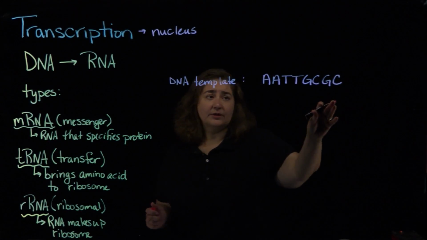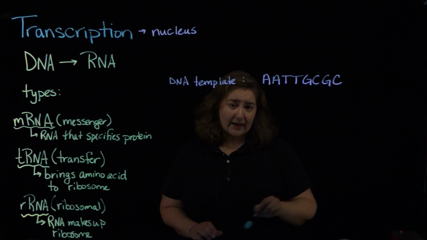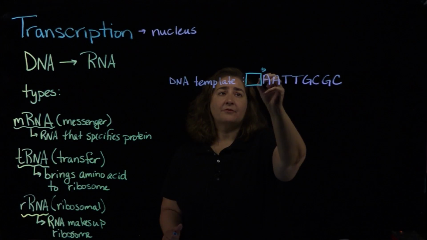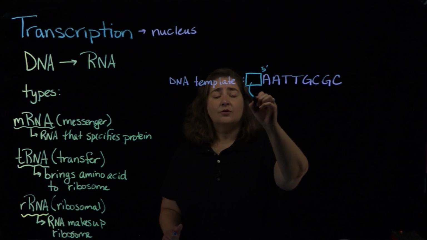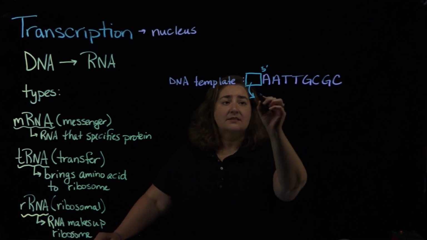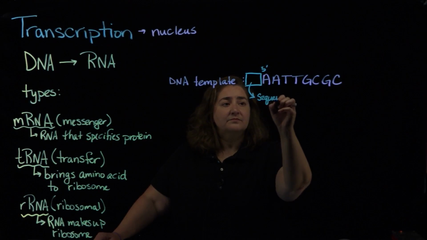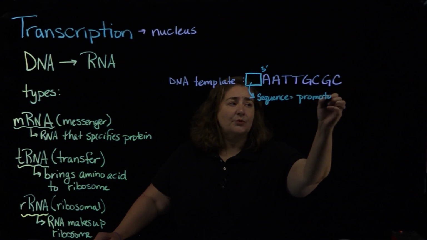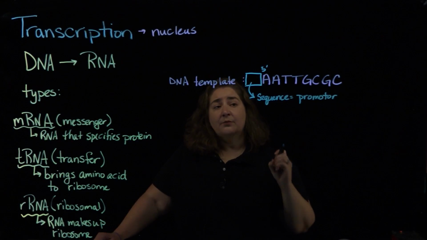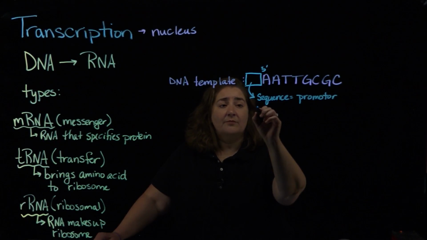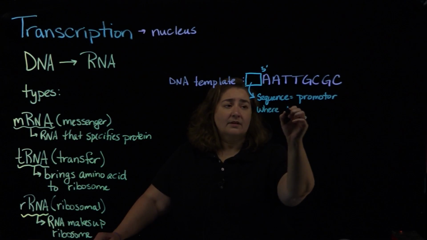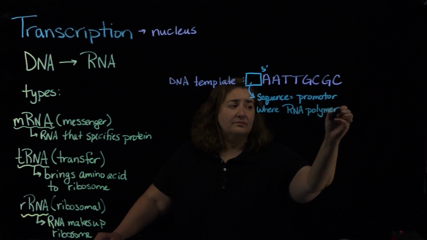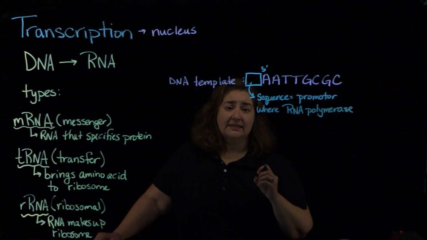Within that string of nucleotides, what you will have at the front, or the 5' end, all right, you are going to have a special set of sequences that's called a promoter, okay? And that promoter is going to be where our RNA polymerase is going to sit on the DNA.